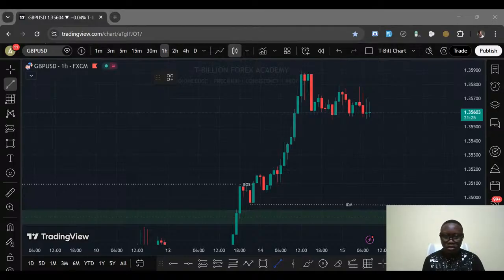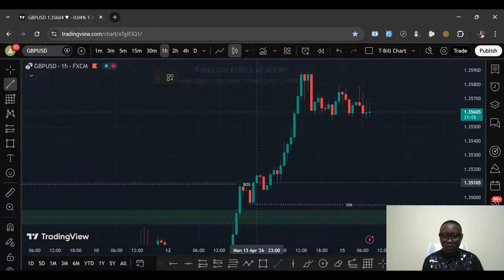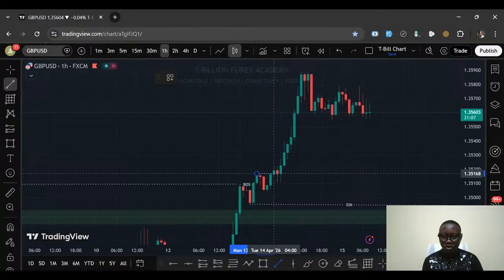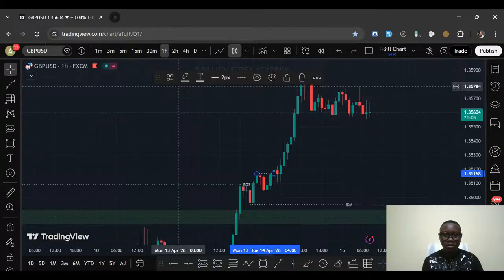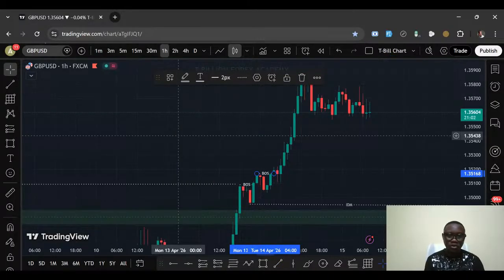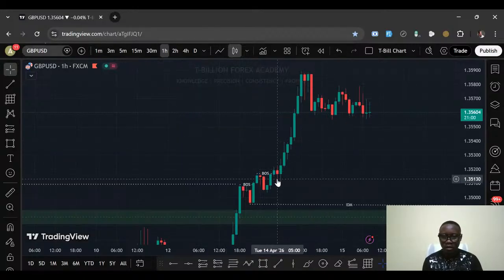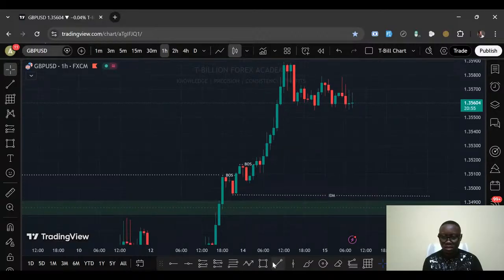All right. So let's continue. So we have this BOS. Now we have this break of structure right here. We have this break of structure. And again, here's our inducement. Here's our inducement.